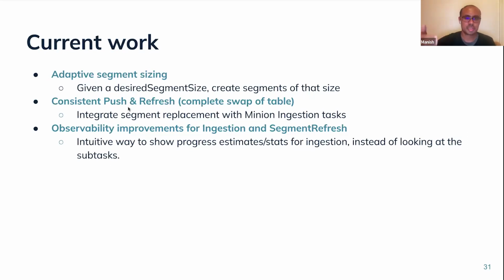The other is consistent push and refresh segment replacement. There's another use case where segment refresh has the atomic swap, a local atomic swap, but some customers want, when we ingest a batch of files, an all or nothing switch. Even if one file fails to ingest, they don't want to use the table. So they want all or nothing. For that, we're working on the consistent push by using the segment replacement protocol. It's available in open source, but it's not there in the Minion task itself.